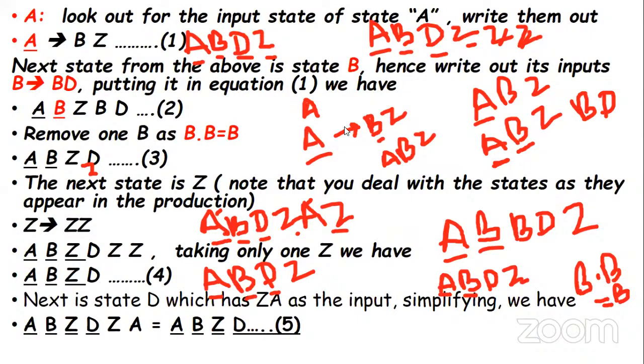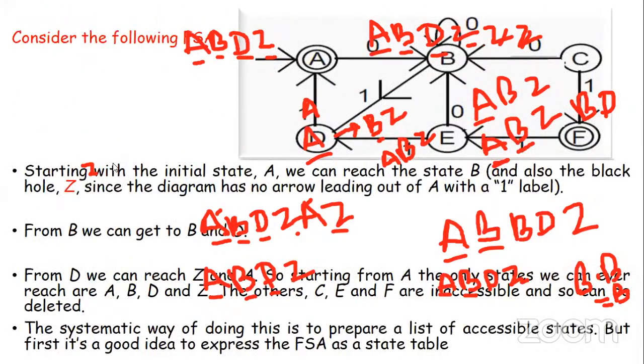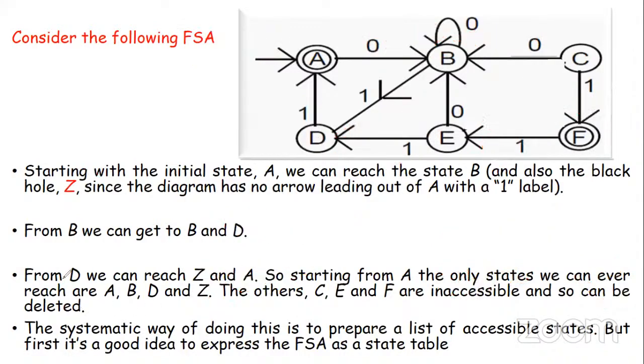So, we wrote in an earlier discussion that we'll explain what all that means. So we say from D, we can reach Z. Okay, let me clean this whole thing so that you'll be able to see. Clear. So we say from D, we can reach Z and A. So starting from A, the only accessible states we can ever reach are A, B, D, Z. Have we proven that? Yes. The others, C, E, and F, are inaccessible and so can be deleted. So do you understand the process of removing inaccessible states now?